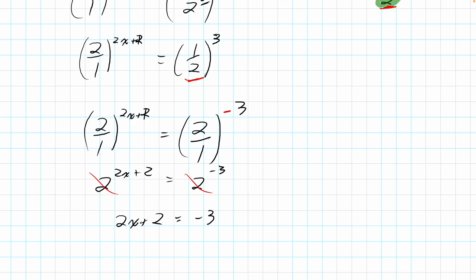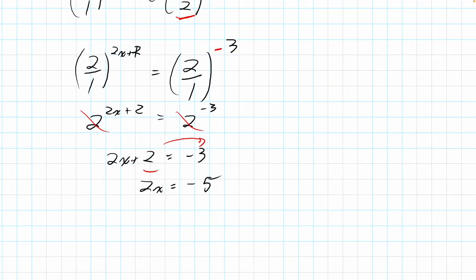So we have this 2. The 2 can go to the other side. It becomes negative. That's it. This becomes negative 3 minus 2, which is actually negative 5. And then finally, we divide both sides by our 2.